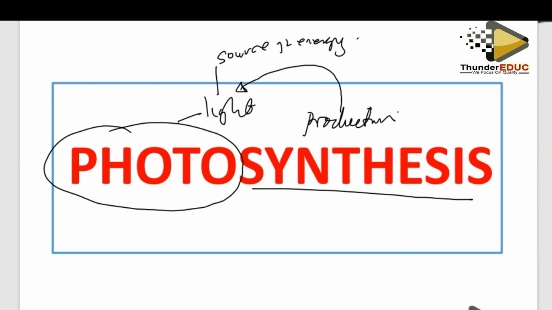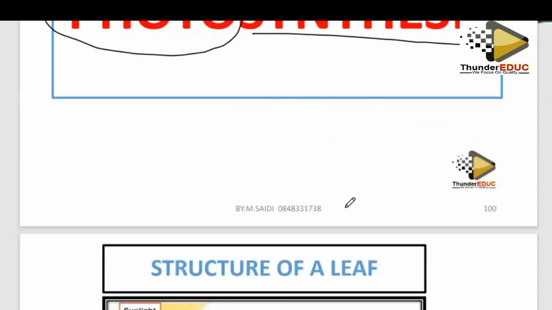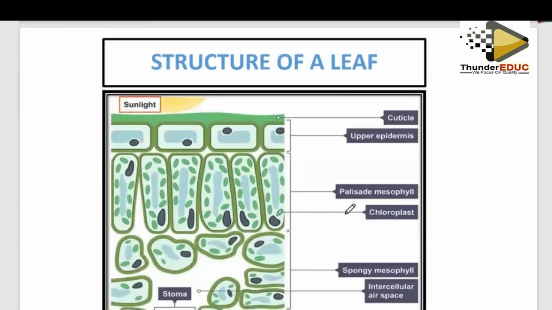But in this case, we are looking at the food in plants. And this food is in the form of glucose. So let's look at where it takes place. Where does photosynthesis take place? Photosynthesis takes place in a structure called a leaf.